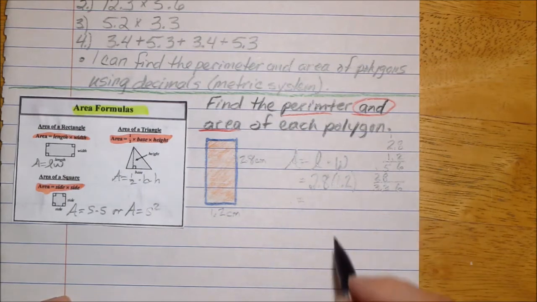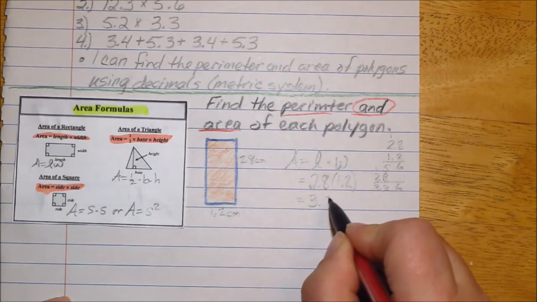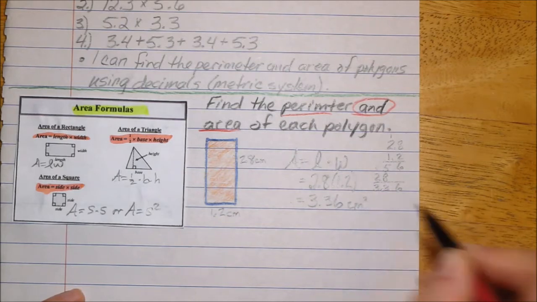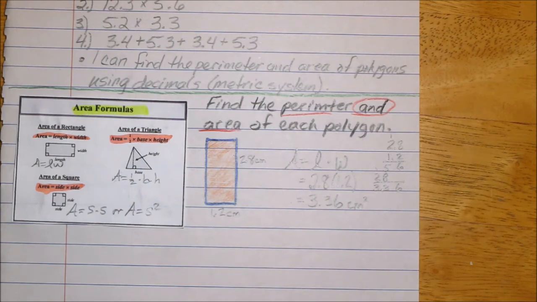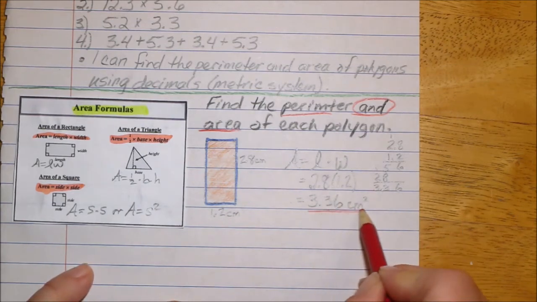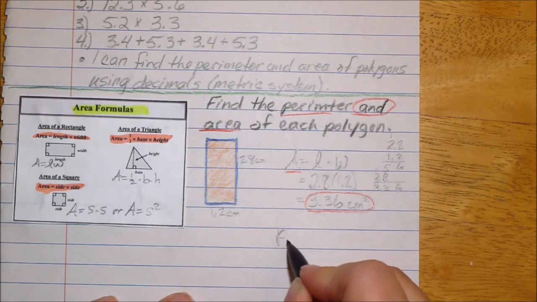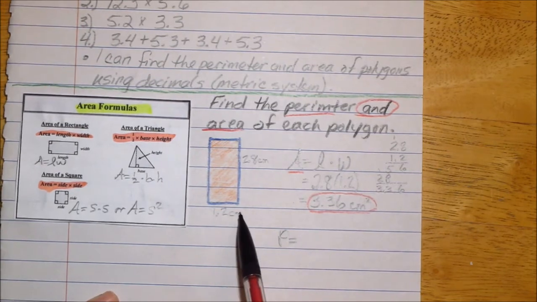3 and 36 hundredths. So 3 and 36 hundredths of a centimeter, and that's squared because this is area. We're multiplying 2 numbers. That makes it squared for area. So my final answer, the area of that rectangular polygon, is 3 and 36 hundredths of a centimeter squared. All right. Now I still got to find the perimeter of that. And perimeter is simply adding up all the sides, remember? In fact, I'm gonna circle this and underline this A. Okay, that's my area.